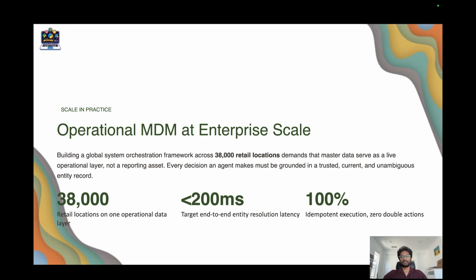Tens of thousands of locations, a target of resolving an entity end to end in under 200 milliseconds, and an absolute requirement that every action an agent takes happens exactly once, no matter how many times the underlying event gets delivered. Those numbers, 38,000, sub 200 millisecond, and exactly once, are the entire engineering problem in a nutshell. Let me show you exactly how the resolution works under that kind of pressure.